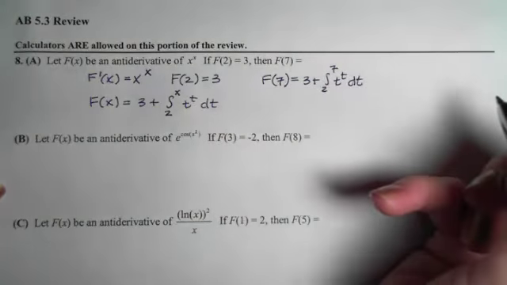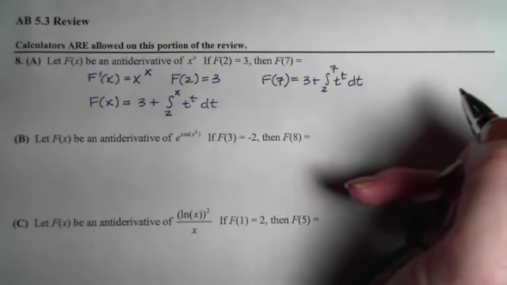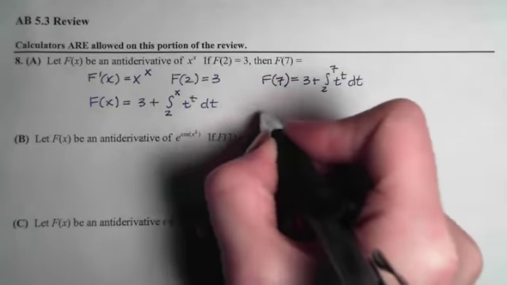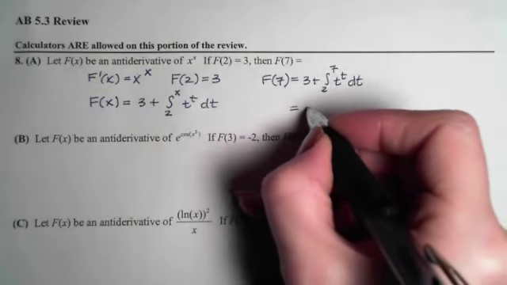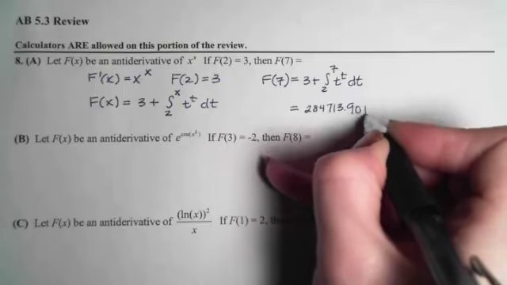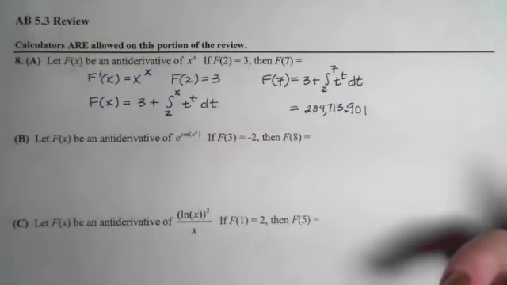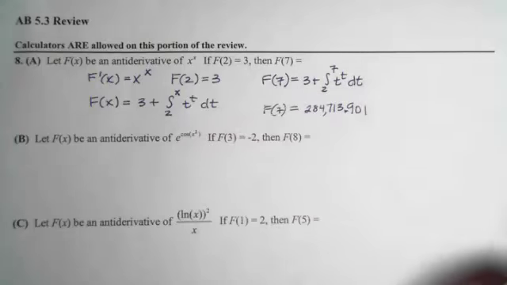Now this is going to take a while to do on your calculator because, again, there isn't a nice, pretty antiderivative, so the calculator really has to crunch for a while. So I will allow you to just type that in, and you should end up with 284,713.901. So 284,713.901 is what f of 7 should end up equaling.